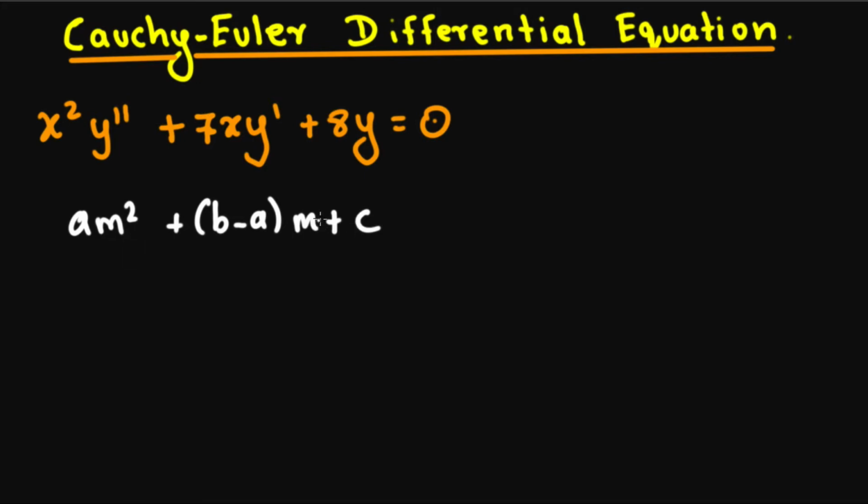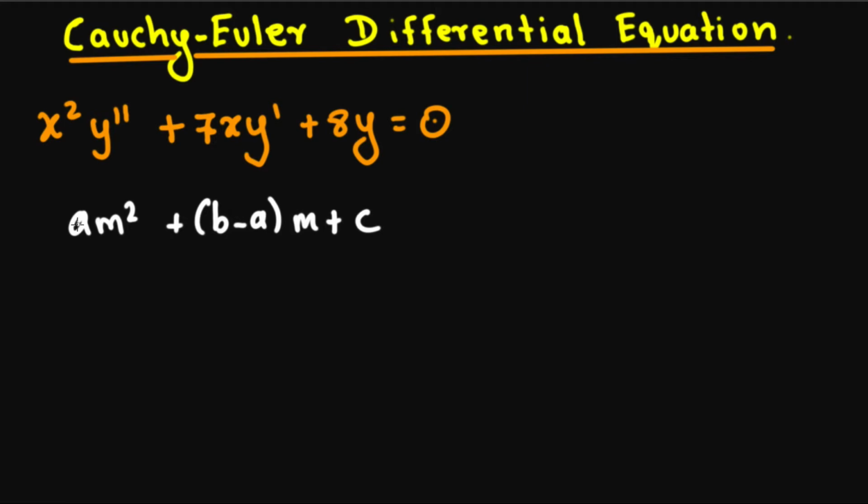Now if it's a normal differential equation without Cauchy-Euler, what we do is, if it's double prime we equate that one to m squared, and if it's just single prime we put m, and if there's no prime we just put the coefficient in front of it. Here the difference is we put this pattern: a m squared plus (b minus a) times m plus c. This is the auxiliary equation for a Cauchy-Euler differential equation.